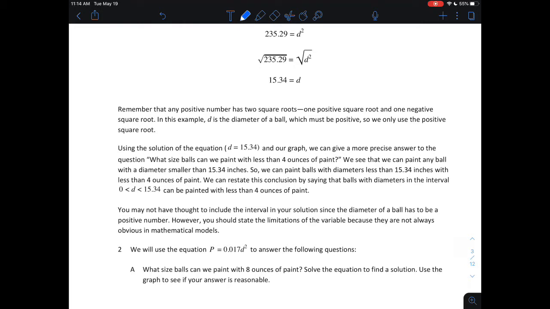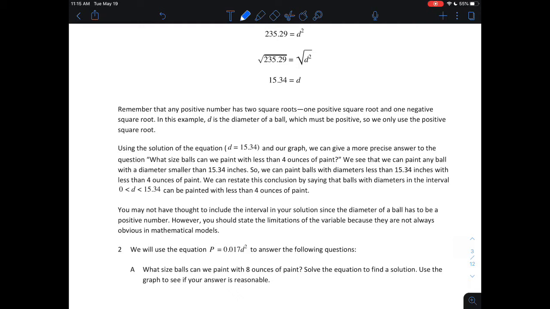Using the solution of the equation, d equal to 15.34, and our graph, we can give a more precise answer to the question, what size balls can we paint with less than 4 ounces of paint? We see that we can paint any ball with a diameter smaller than 15.34 inches. So we can paint balls with diameters less than 15.34 inches with less than 4 ounces of paint. We can restate this conclusion by saying that balls with diameters in the interval 0 less than d less than 15.34 can be painted with less than 4 ounces of paint.